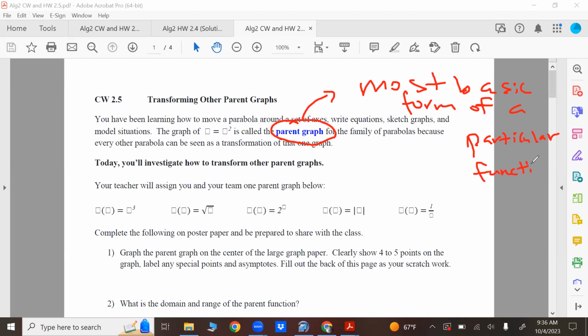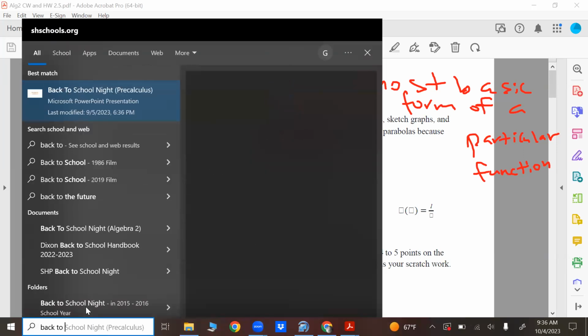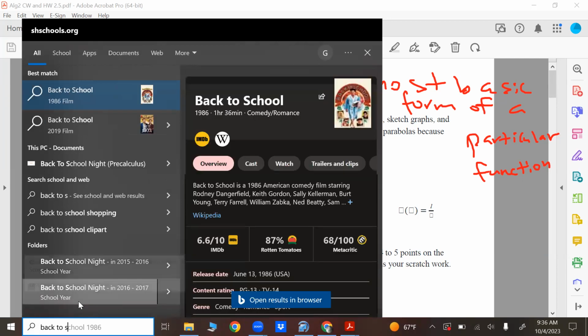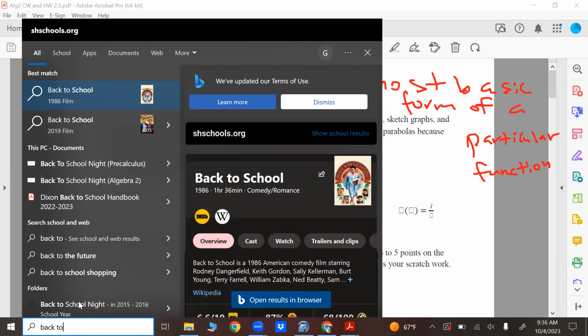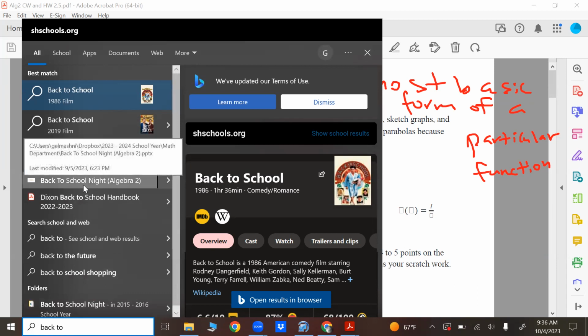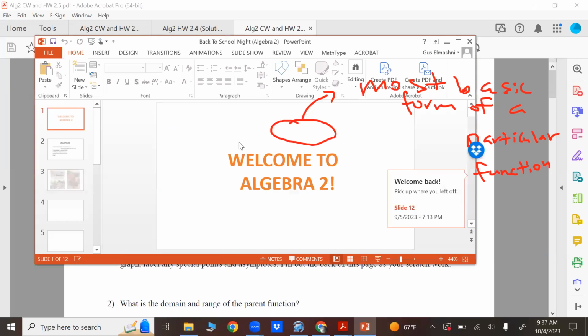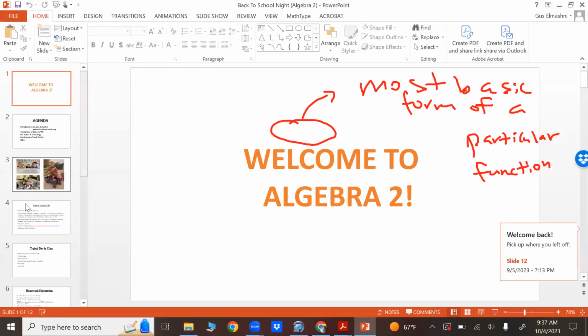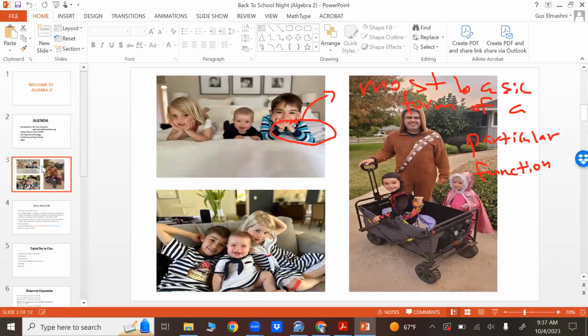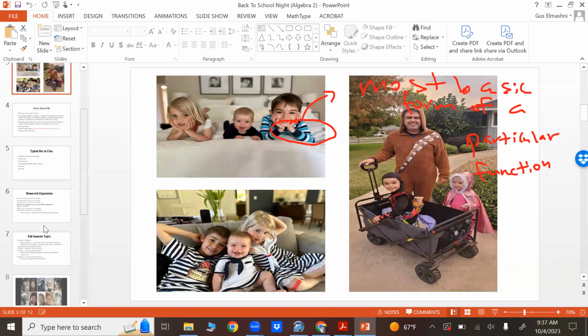And speaking of Star Wars, I have a very cool slide I'm going to show you guys. Let's see here. Back to school night, Algebra 2. Okay, I just presented to parents on back to school night about a month ago. By the way, that was me in a Chewbacca costume last year. My son wants me to wear it again. Like, I don't know if I want to wear it. I got really hot in it, especially if it's going to be hot in October.